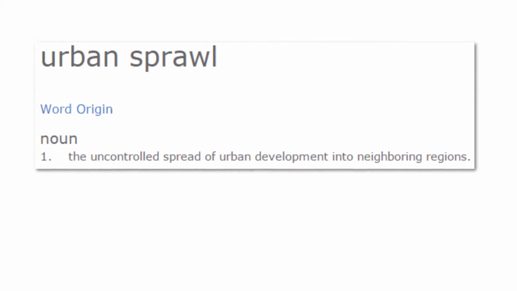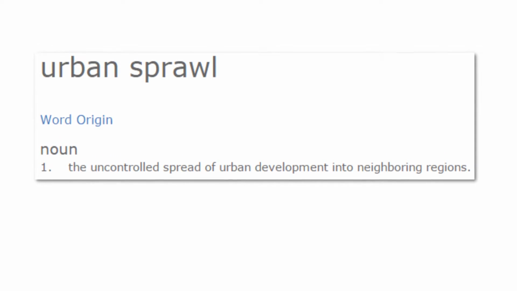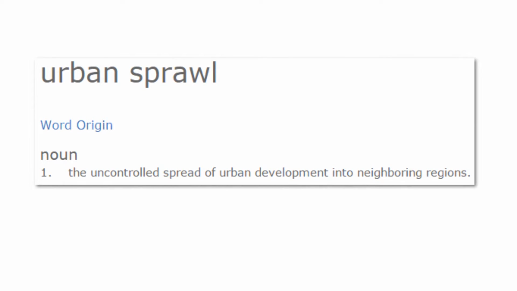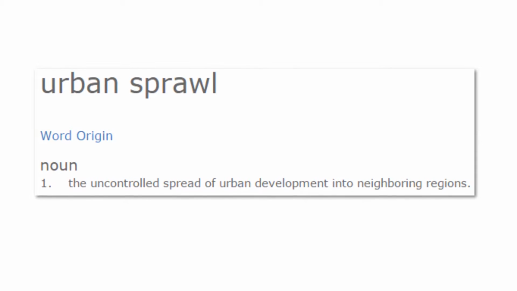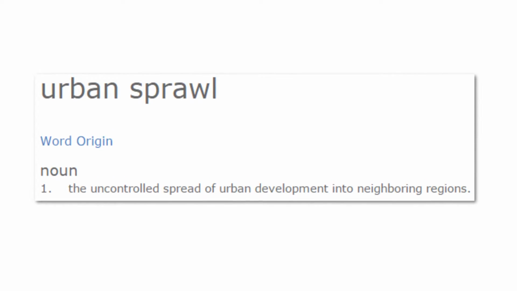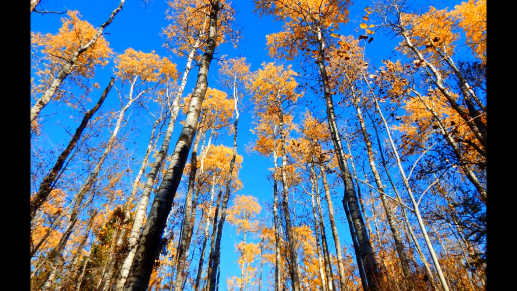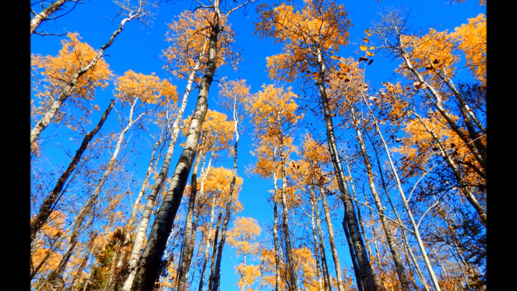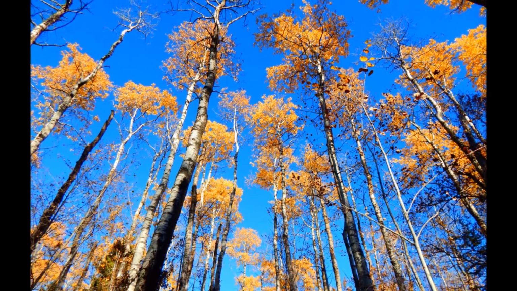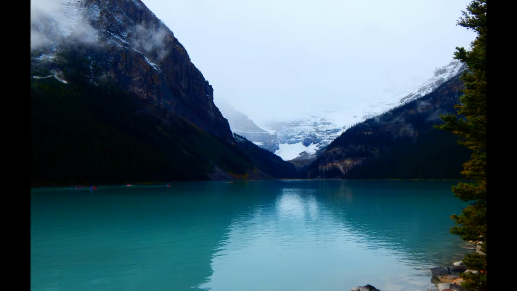According to dictionary.com, the definition of urban sprawl is the uncontrolled spread of urban development into neighboring regions. The key word here is uncontrolled. If the spread of urban development is not planned with sustainability for the future in mind, then there will be negative impacts, such as inefficient use of urban areas, taking up too much land that is best used to grow food, and destroying diversity-rich habitats for wildlife.